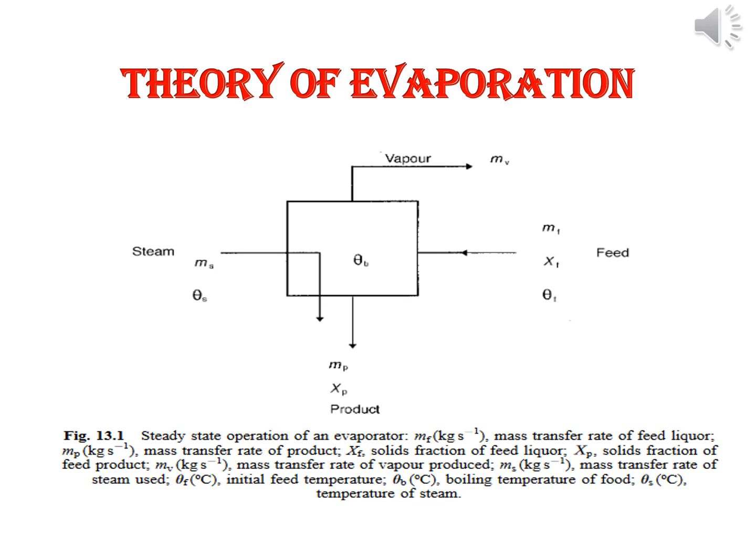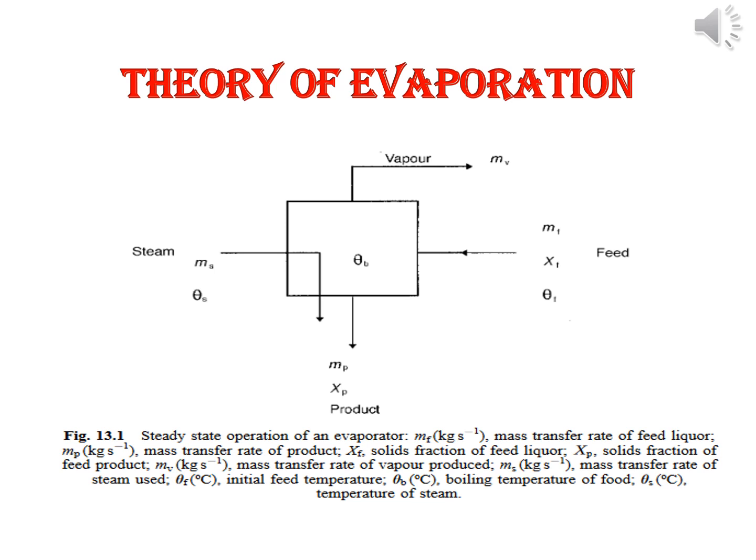Now, let's go through the theory of evaporation. As shown in the slide, the rectangle represents an evaporator. The feed will enter the evaporator, and with that, we will feed steam. The vapor is removed from the evaporator and the product is collected from the evaporator.